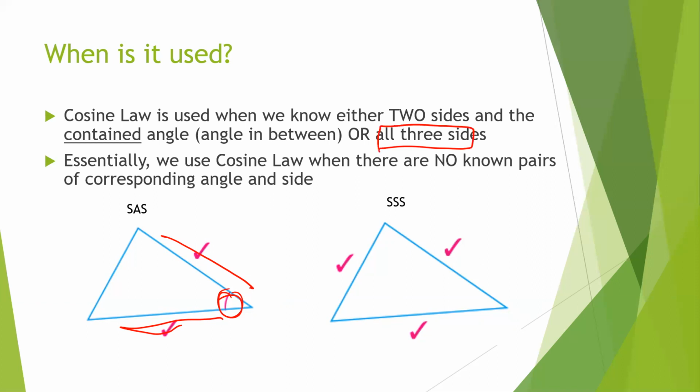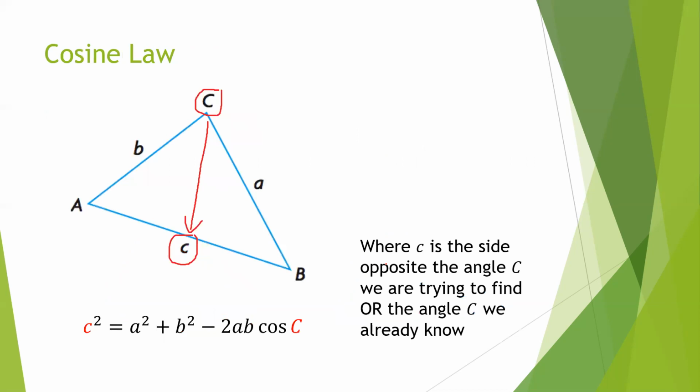Like I said, sine law is much more complex, while cosine law's cases are easy to remember. Basically, if you know 2 sides and the contained angle, or you know all 3 sides, you can use cosine law. So we use cosine law when there are no pairs of corresponding side and angle. You can even look here. In this first triangle, we have a side, but not a corresponding angle. We have another side, but no corresponding angle. And then we have an angle, but no corresponding side. So we have no pairs of corresponding angle and side that we know. And in this case, we have 3 sides, but no angles, so obviously there's no corresponding angle and side.